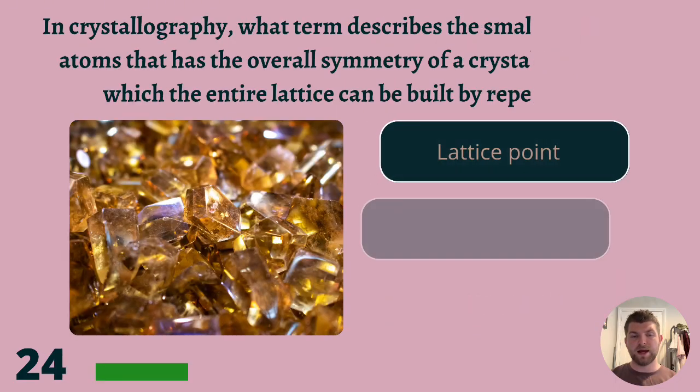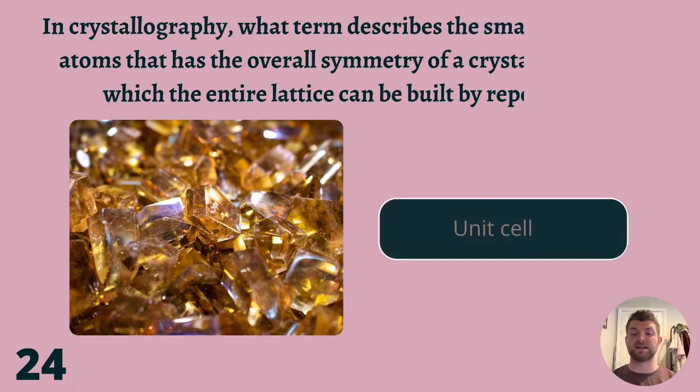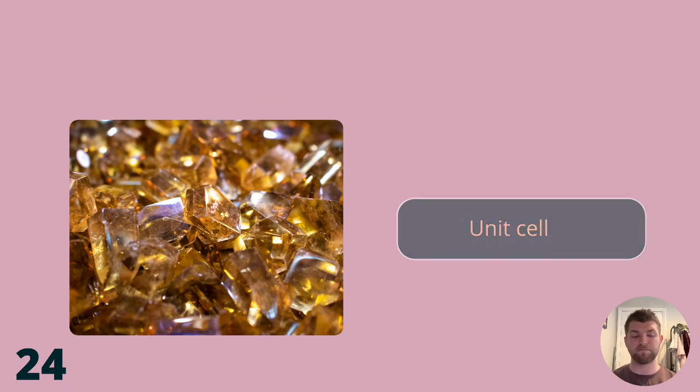24. In crystallography, what term describes the smallest group of atoms that has the overall symmetry of a crystal and from which the entire lattice can be built by repetition? Lattice point, unit cell, or crystal system? The answer is unit cell as we approach the quarter-way mark.